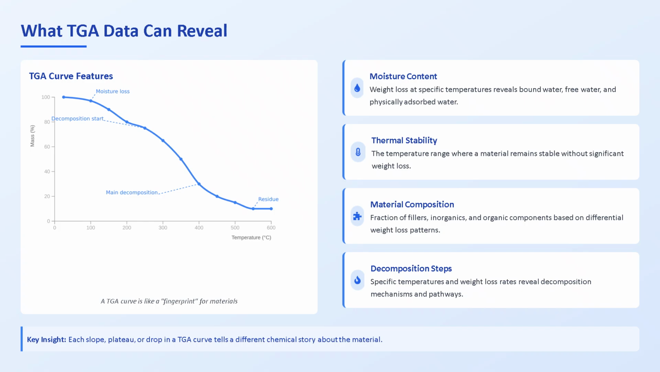A TGA curve is essentially a thermal fingerprint. Every slope, plateau, or drop corresponds to a specific chemical or physical event. We can identify moisture content, both free and bound. We determine thermal stability, the temperatures where the material begins to change. We can break down the composition of a sample by observing filler content or inorganic residues. And we can map out decomposition steps and reaction pathways. All of this information allows scientists to understand how a material behaves throughout its thermal life.